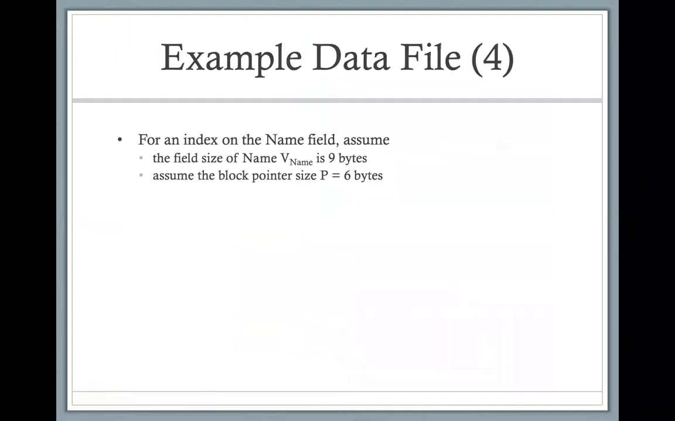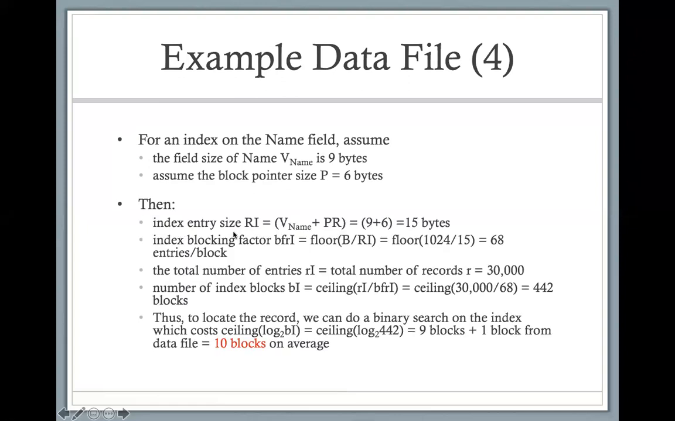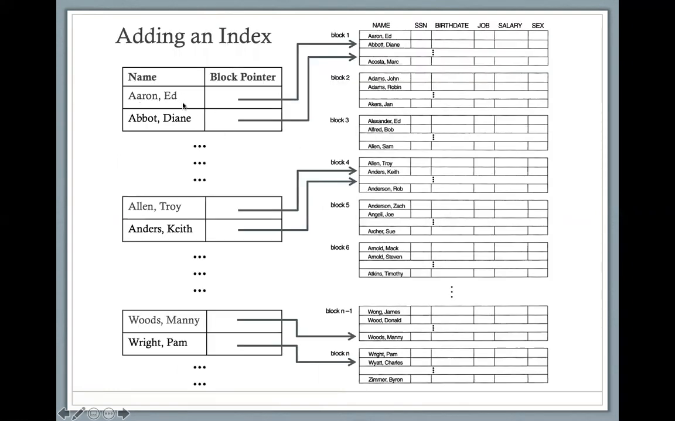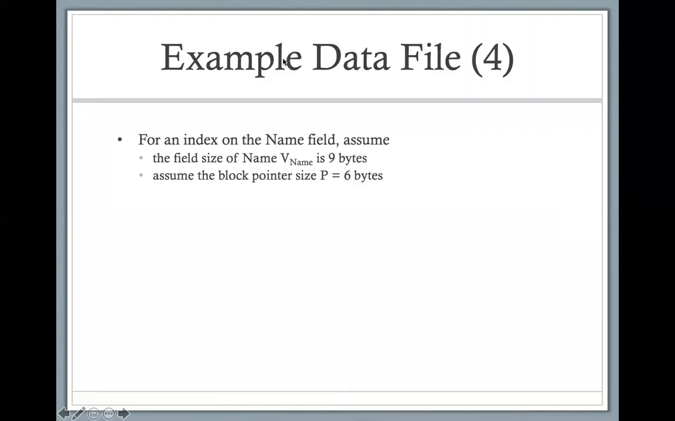Again, the size of the indexing field name is 9 bytes. The block pointer size is 6 bytes. So the index entry, which I refer to as R_I, is basically 15 bytes. So a total record in the index is 15 bytes, compared to 100 bytes in the table. This is something we need to make a distinction on.